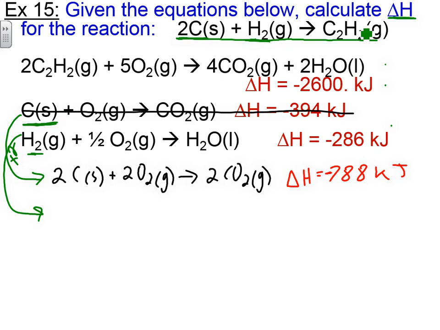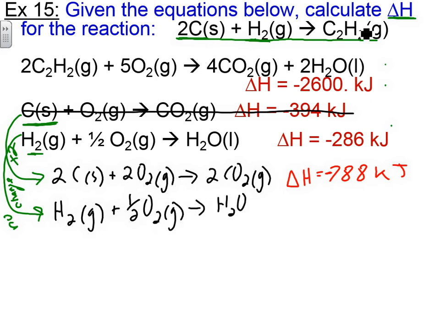That way you can see as they line up. So I'll go ahead and put H2 gas plus a half O2 gas to give me H2O, liquid water. And the delta H remains the same. Okay, you can go ahead and cross that one out because we have rewritten it.